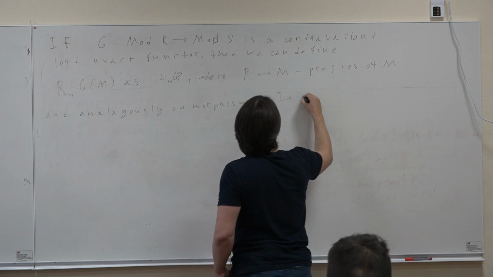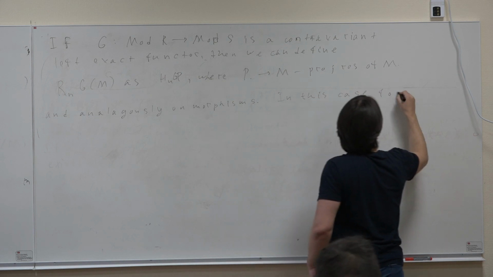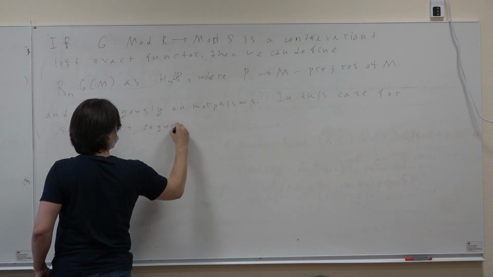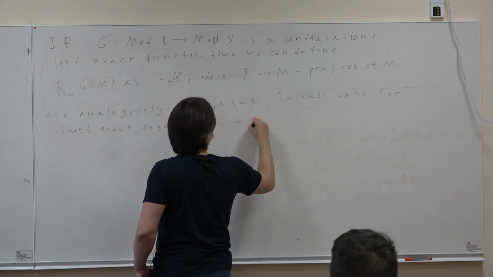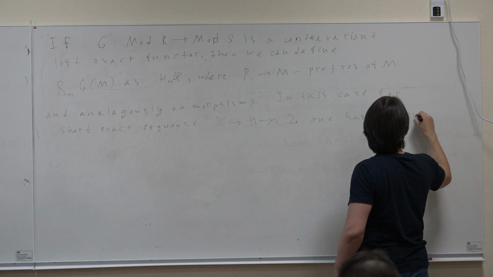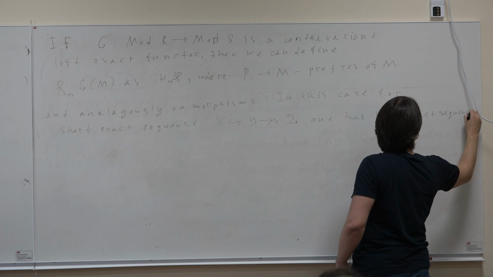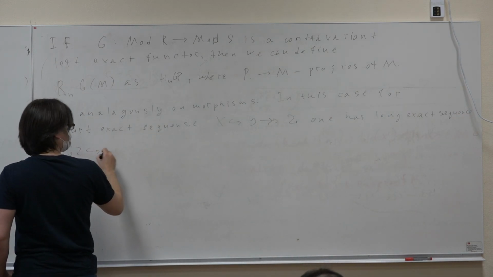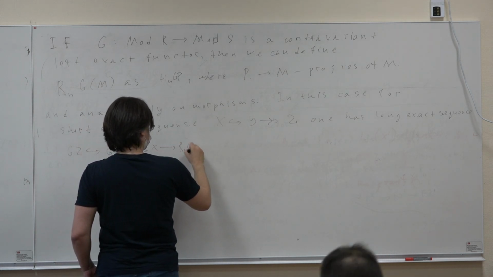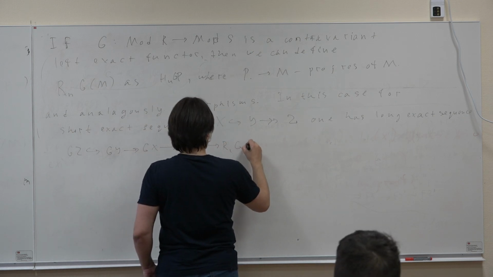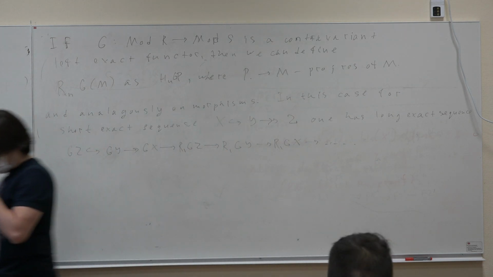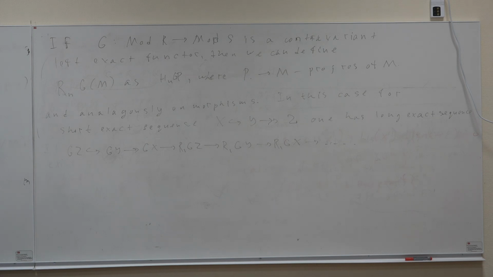In this case, for a short exact sequence X, Y, Z, one has a long exact sequence: GZ, GY, GX, R1G Z, R1G Y, R1G X, and so on. It can be shown in the same way, of course.